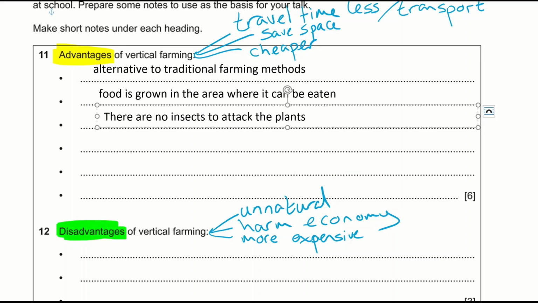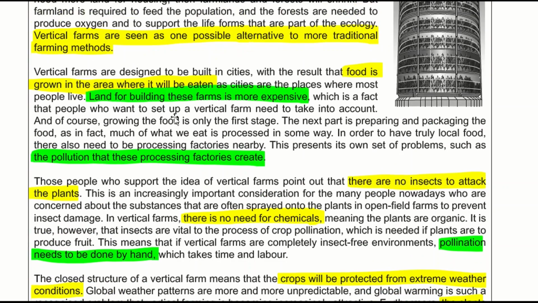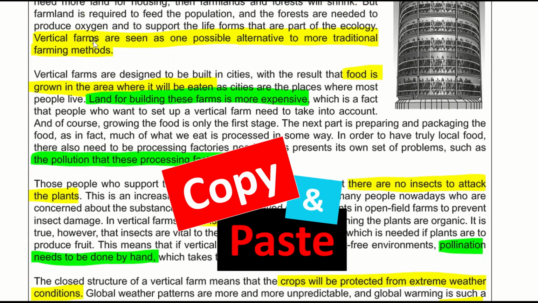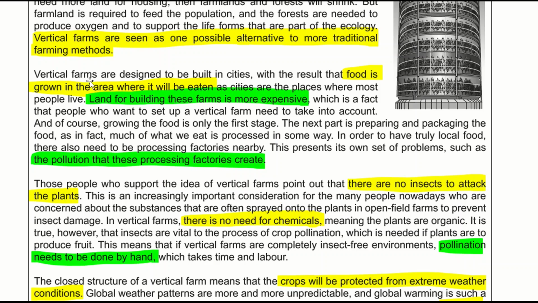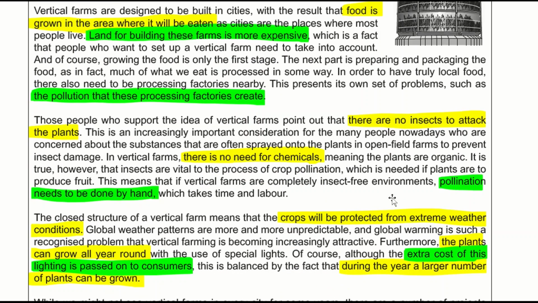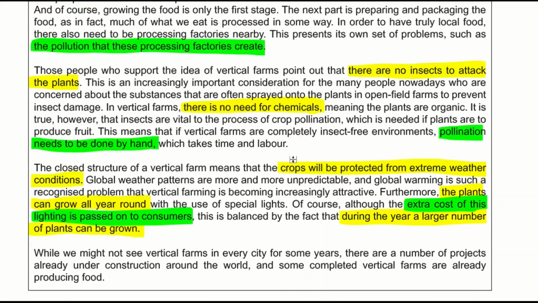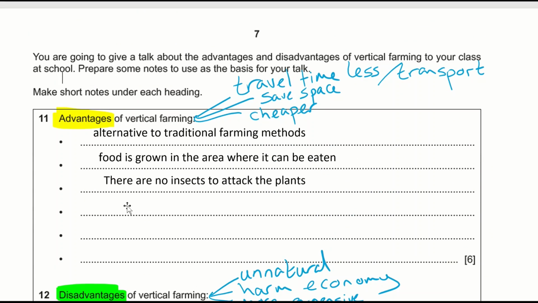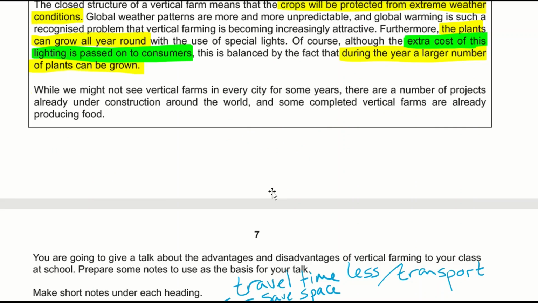And it's worth noting that the answers that I'm writing in the spaces provided are exactly the same as they appear from the text. It's very important that you literally lift the answers word for word and you're not changing words. You don't need to summarize anything. Copy and paste the section that you need. There is no need for chemicals, another advantage. So again, I'm just going to copy and paste. So I've found 1, 2, 3, 4. I've got another 2.